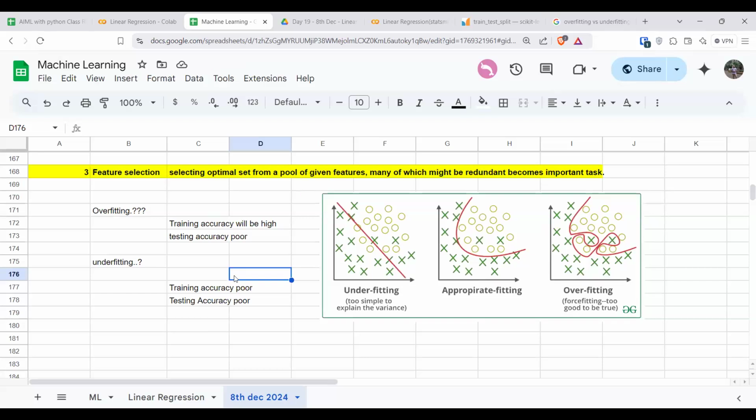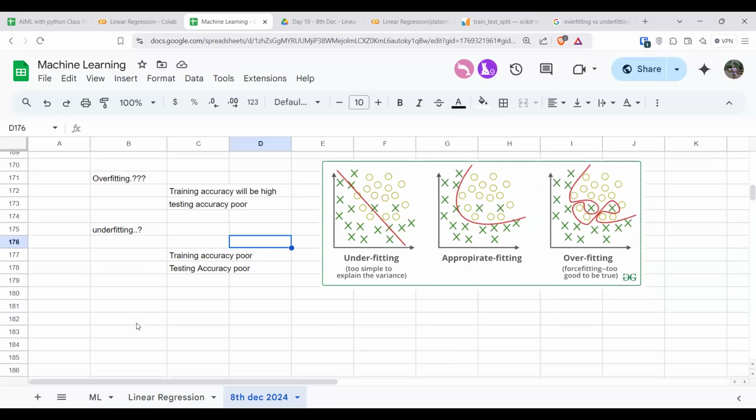Now, as we have discussed, there is a problem of multi-collinearity. And what is the problem?